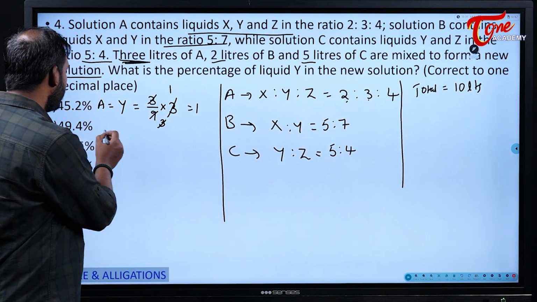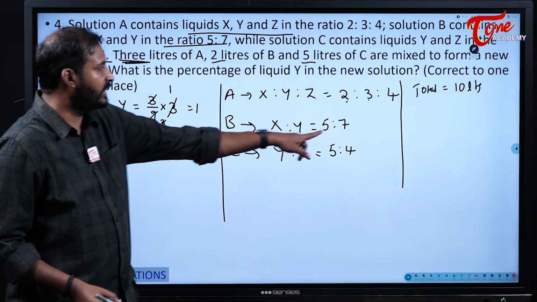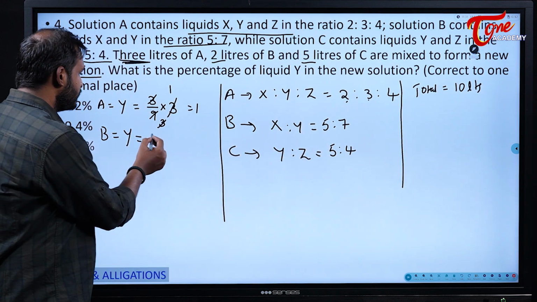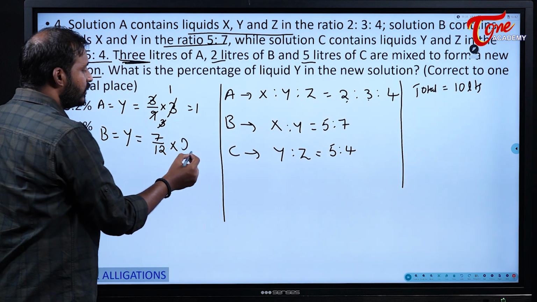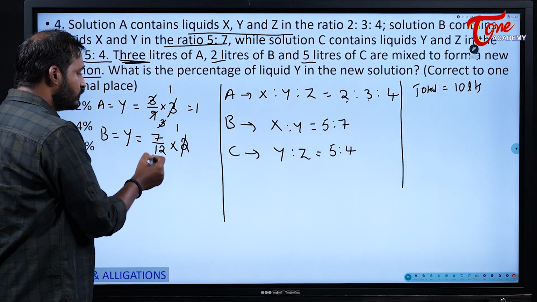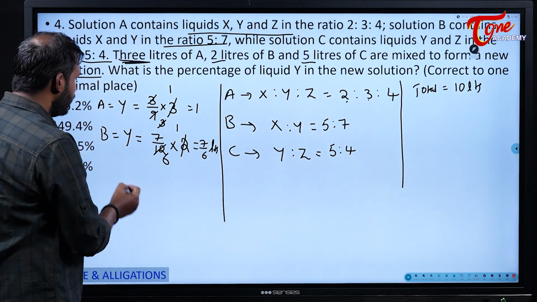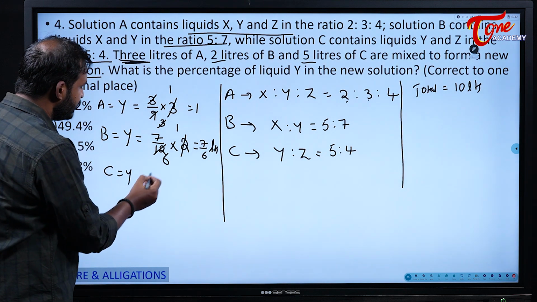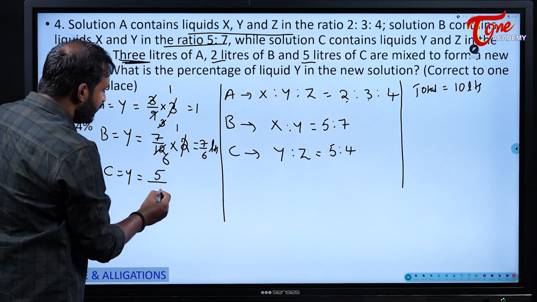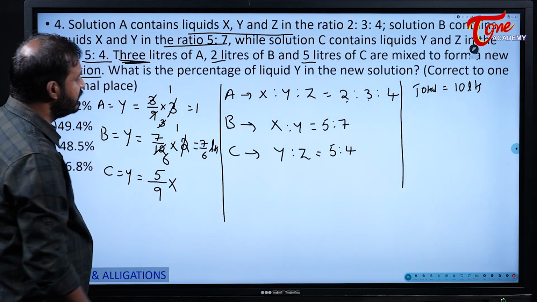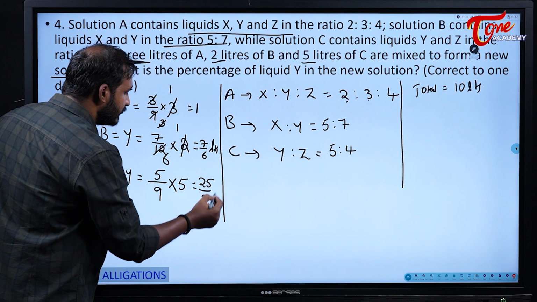Okay, good, superb. Next, when it comes to liquid B, what is the Y portion in liquid B? Y is 7 by 12. And how much quantity of liquid B was taken? 2 liters. So 2 ones are 2, 6, so here I will get 7 by 6 liters. Next, in C, what is the Y portion in C? C is actually 5 by 9. And how much quantity of C is taken? 5. So that means 25 by 9 liters.